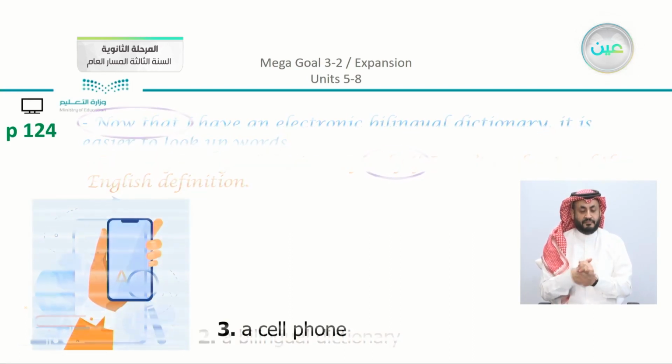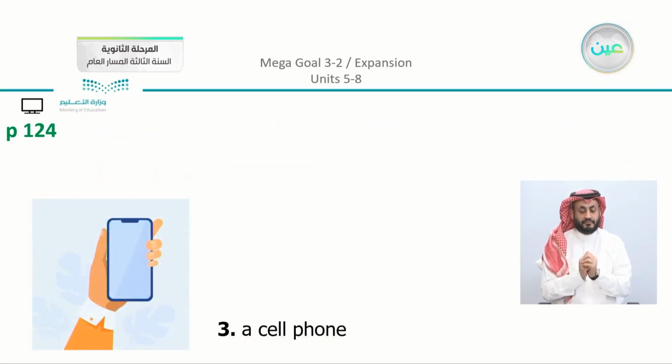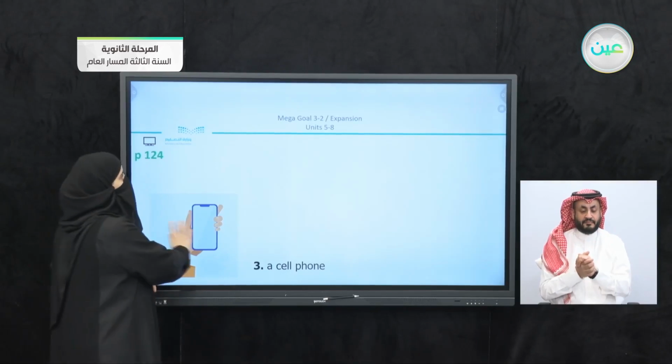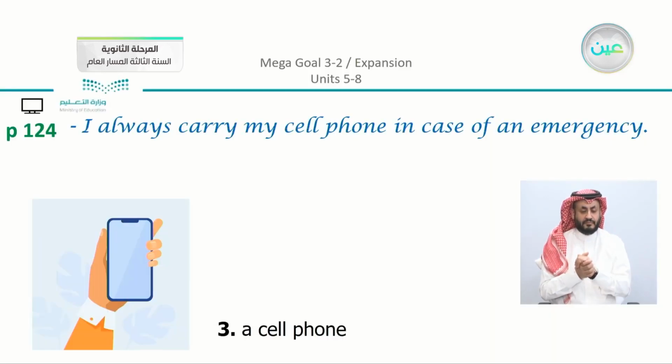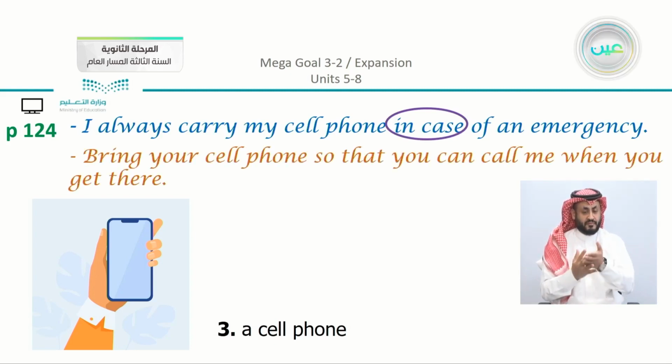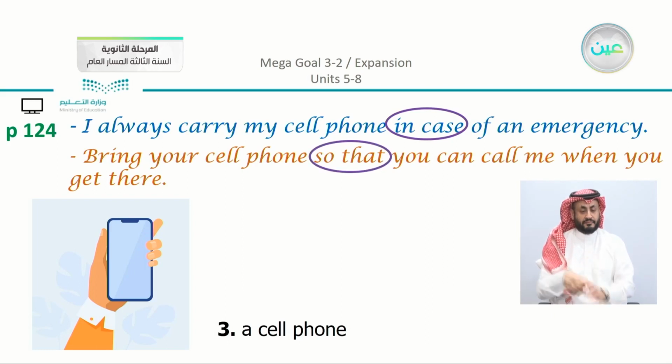Number 3, a cell phone. I always carry my cell phone in case of an emergency. And we can say in another example, bring your cell phone so that you can call me when you get there.